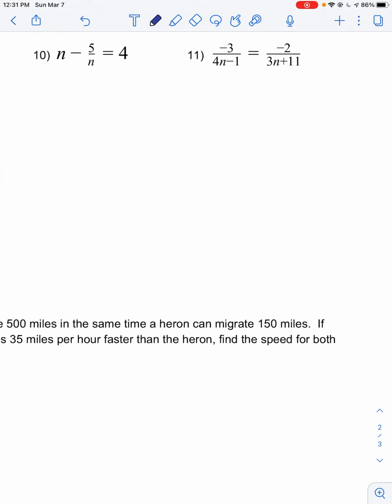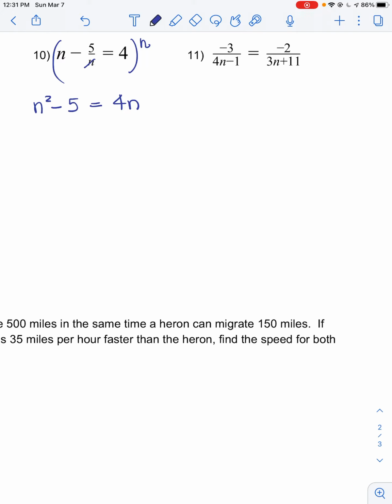I have to multiply by the LCD. In this case, my LCD is my only denominator, which is just n. n times that first n is n squared. The n's will cancel in the second term, leaving me with a -5, and then I'll get a 4n here. So why is this problem different than the first? Well, the biggest difference is that now I have a quadratic.